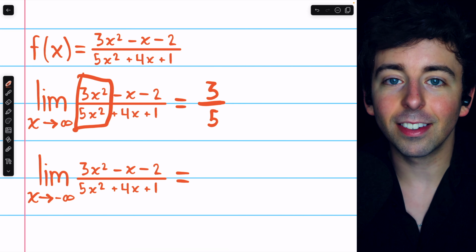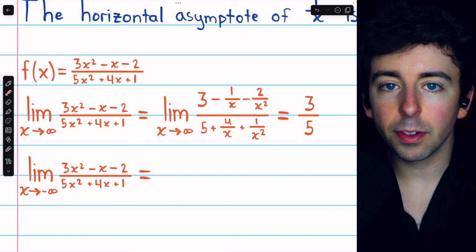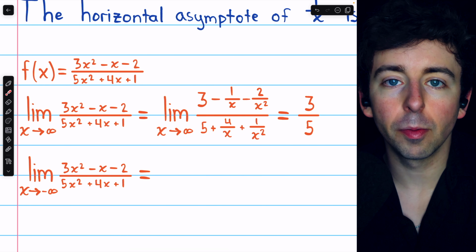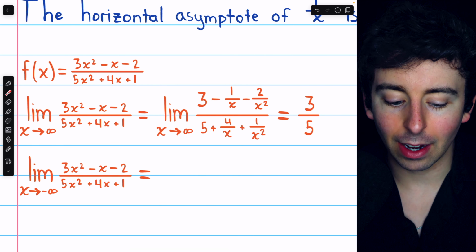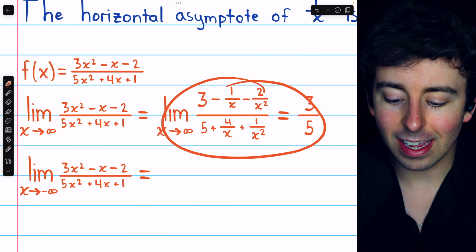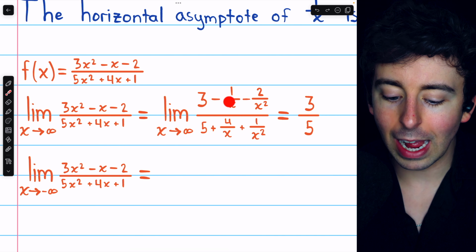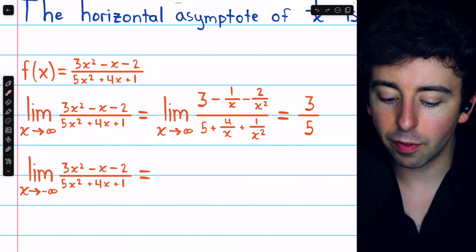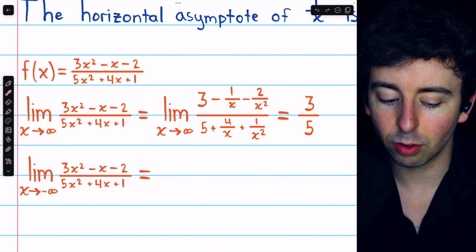This logic is sound, but there is a more formal way to describe it. Just as in the first example, we can divide by that highest degree term, x squared. Divide the numerator and denominator by x squared, and that gets us here. In the numerator, we have 3 minus 1 over x minus 2 over x squared. Dividing the denominator by x squared gives us 5 plus 4 divided by x plus 1 divided by x squared.